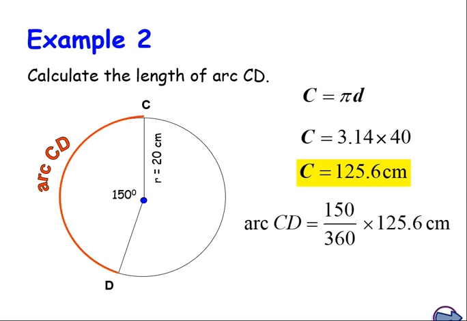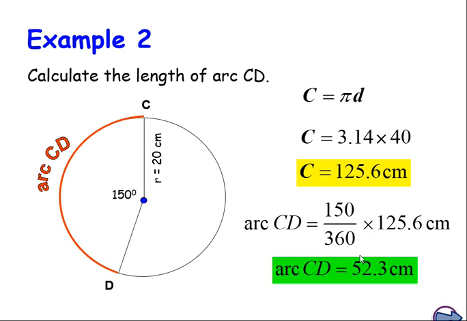So, again, we multiply by the fraction, so it's 150 out of 360 of 125.6. So if you do 150 divided by 360 multiplied by 125.6, you should get the answer 52.3.